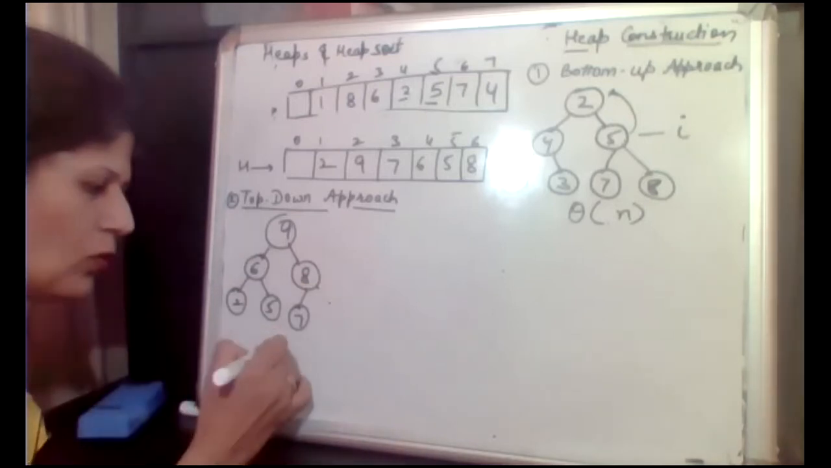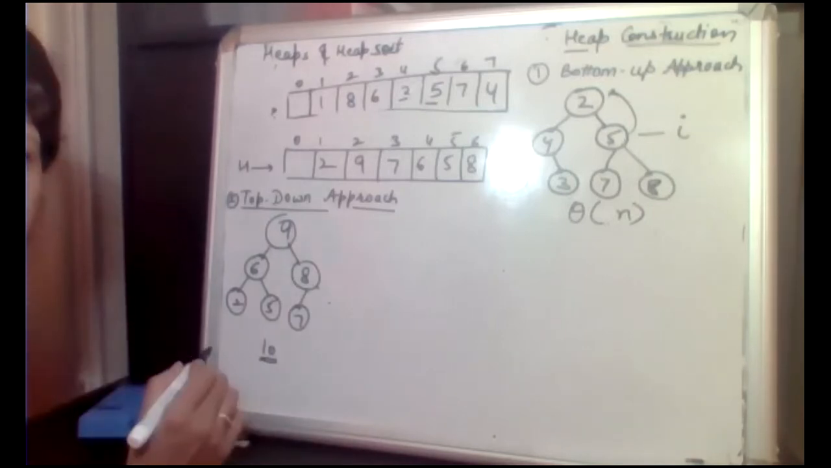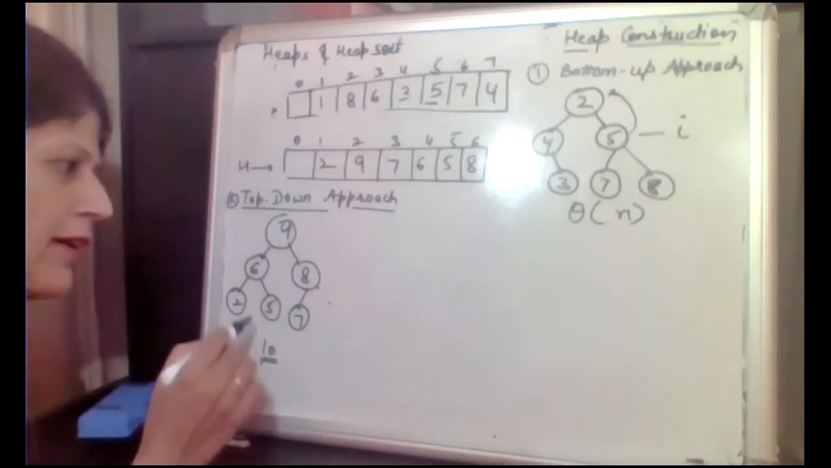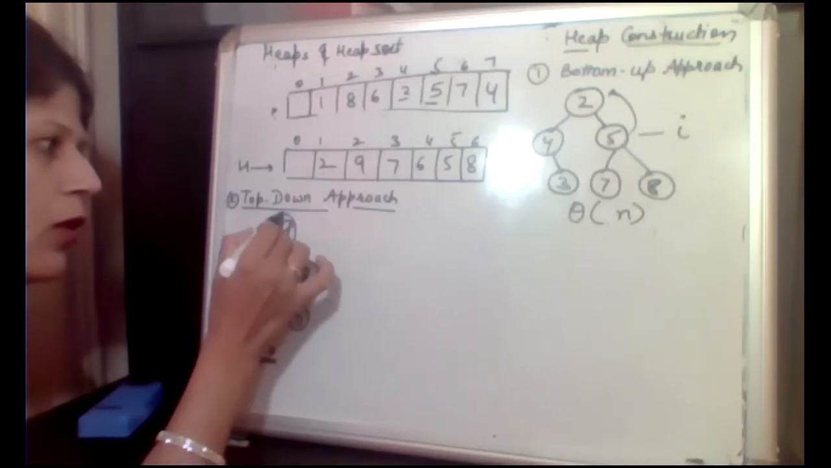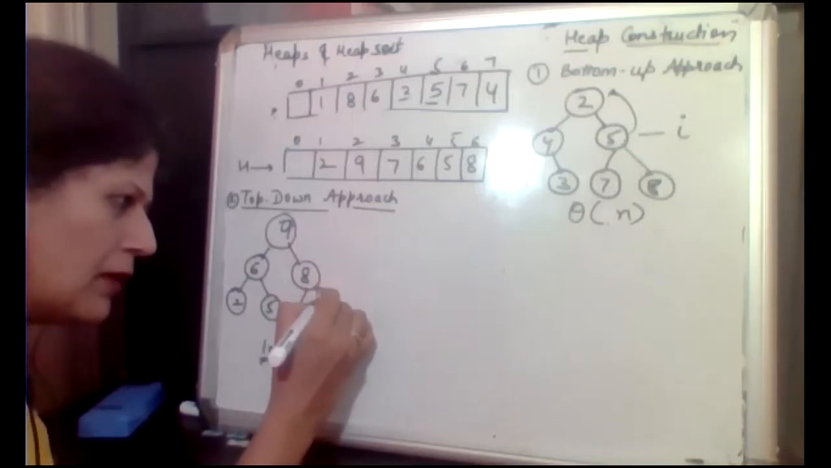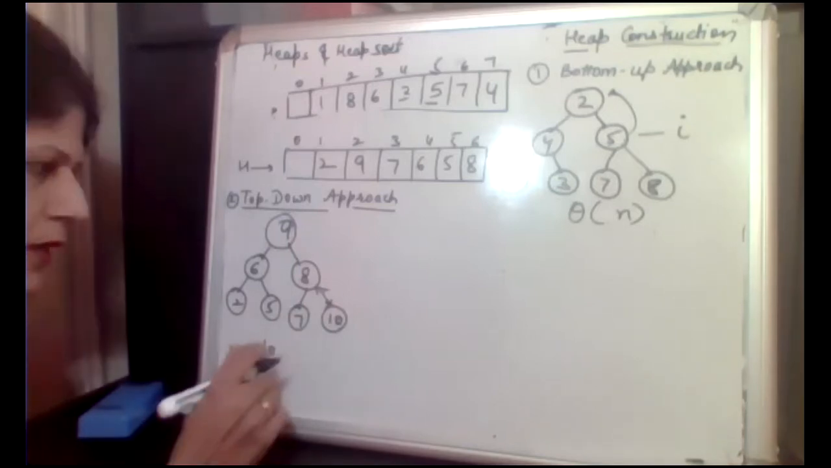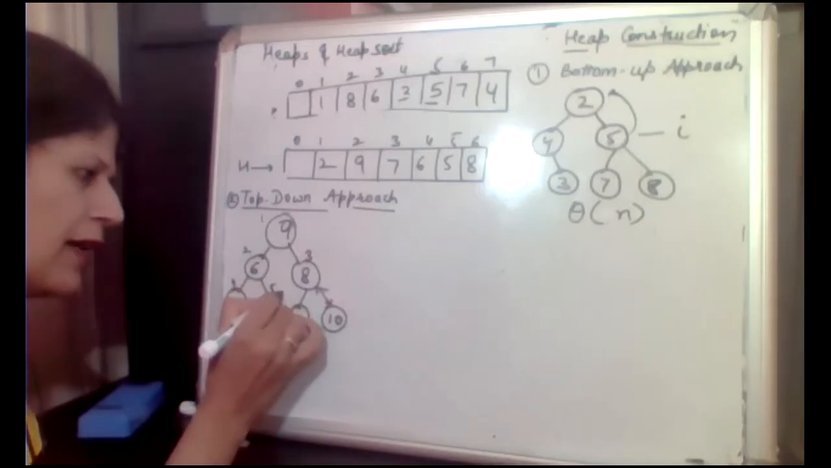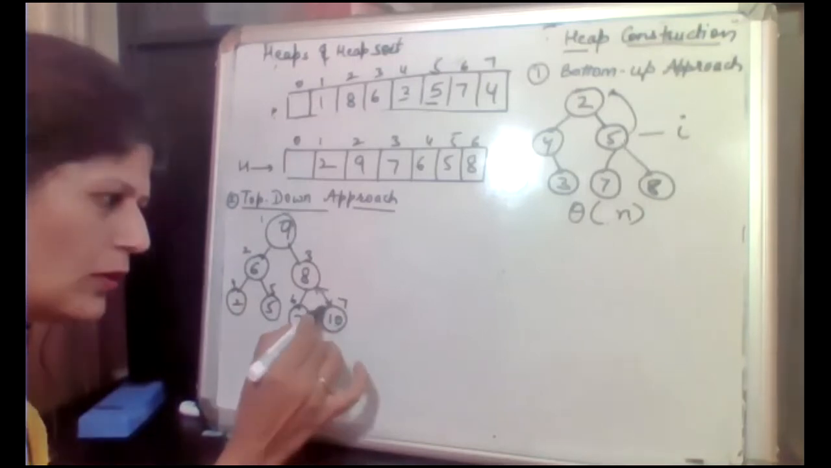Let's say we need to insert the element 10 into this particular heap. As we know, 10 is greater than all the other heap elements, so definitely it has to come to the root of the tree. First, we'll keep this 10 at the next vacant position. This was index 1, 2, 3, 4, 5, 6, and 7. So at index 7, we have included 10.